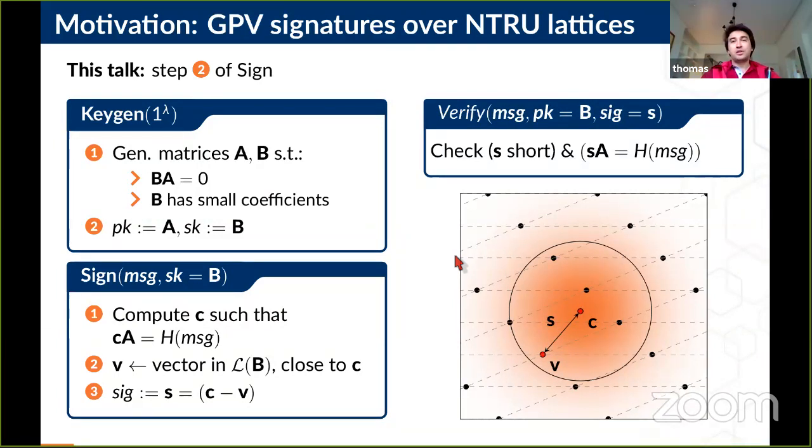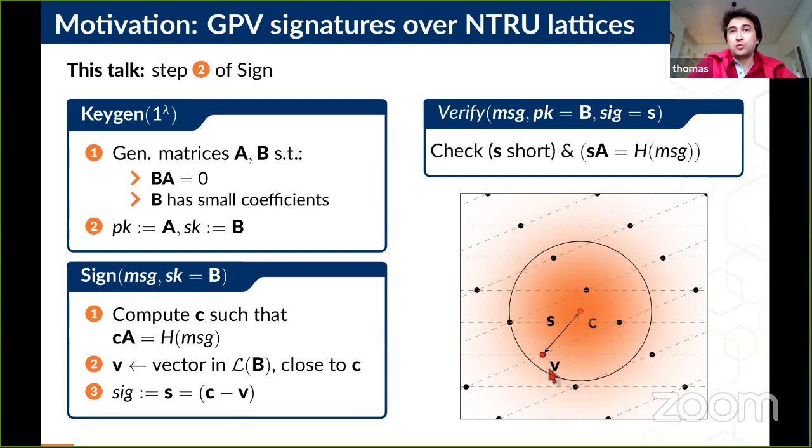Then in the signing procedure, since it is a hash-and-sign signature, you hash your message into a target C. Then you use a trapdoor sampler, and I will explain later what exactly is going on with the trapdoor sampler. We use this trapdoor sampler to generate a vector in the lattice generated by B, and it should be close to C. This is illustrated in the example on the right.